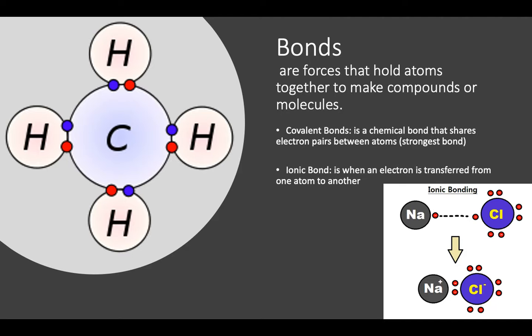So, to the top left, I do show an example of a covalent bond between the carbon and the hydrogen. The red and blue is showing that the electrons are being shared between the two elements. And to the bottom right, I have an example of an ionic bond, which is showing the sodium transferring over its electron to the chloride.